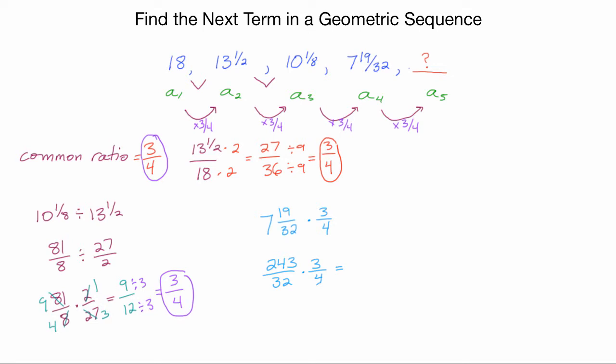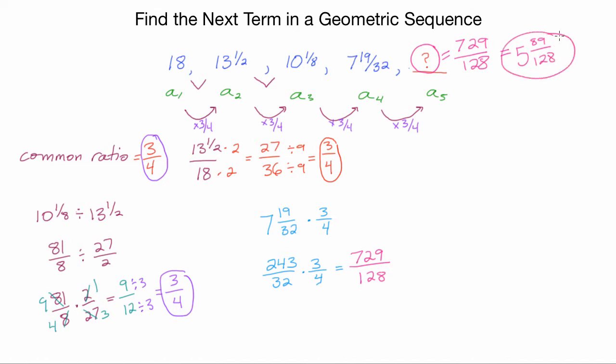Now to multiply, we multiply across the top and multiply across the bottom. So 243 times 3 is going to be 729. 32 times 4 is going to be 128. And there we go. My unknown term, the fifth term in the sequence, is going to be 729 over 128. If I turn that into a mixed number, it's going to be 5, because 128 goes in 5 times, with a remainder of 89/128.